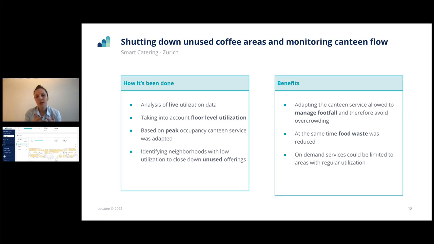The benefits you can get out of leveraging occupancy and utilization information for your canteen is you can manage footfall, you can therefore avoid overcrowding, you can reduce food waste, and you have the possibility to only create as many meals that are required for the many people you have in the building.